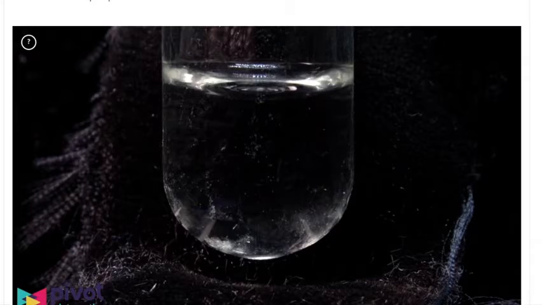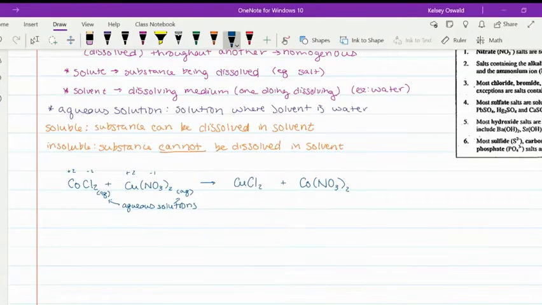Looking at this reaction, when we combine the copper nitrate and our cobalt chloride, we don't see any indicators that a reaction occurred. Cobalt chloride and that copper nitrate, we didn't see any indication that a reaction occurred. So we're going to say here we had no reaction.